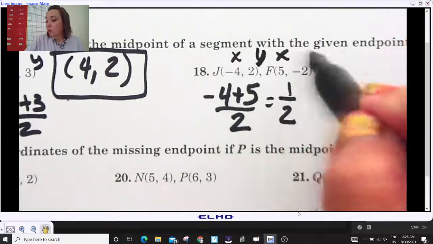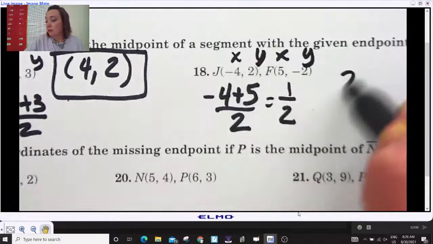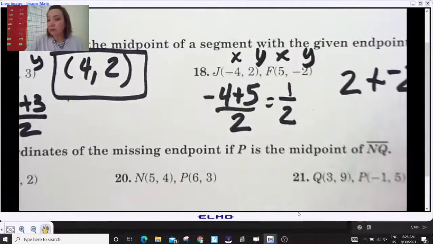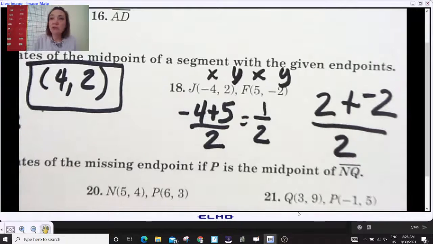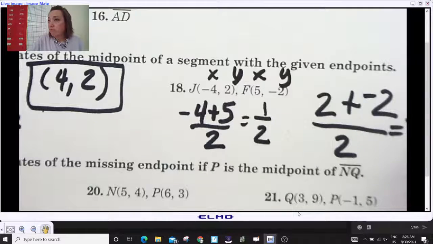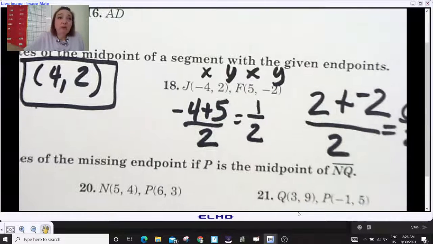So we have 2 plus -2, right? 2 plus -2 divided by 2, because that's our Y values. 2 good guys, 2 bad guys. What happens when 2 good guys and 2 bad guys fight to the death? There's nothing left. What do you have? 0. What's 0 divided by 2? 0. You still got 0.